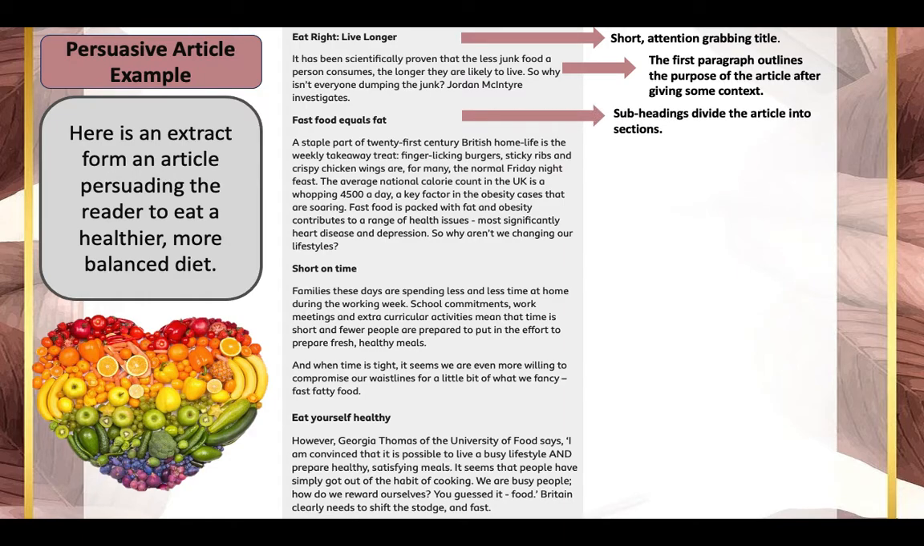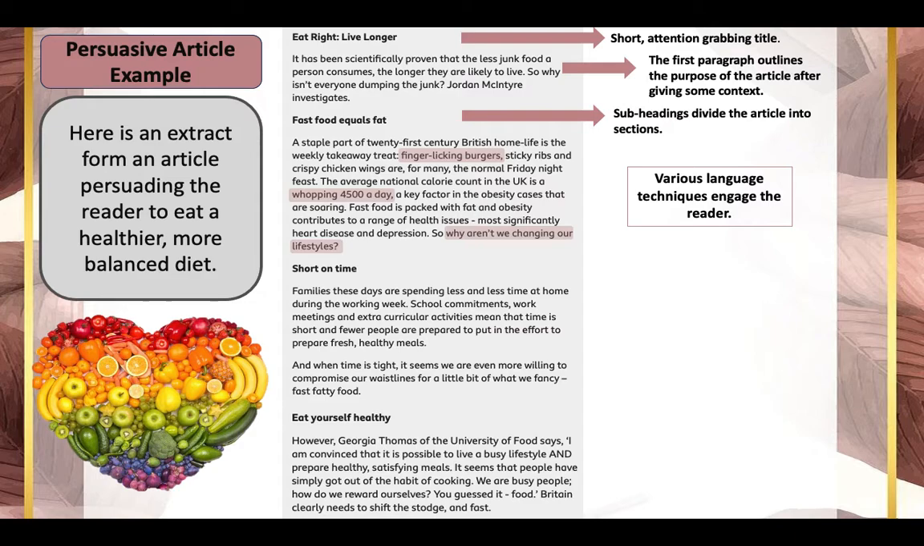As you can see then, we've got further subheadings that divide the article into clear sections: Fast food equals fat, short on time, and then eat yourself healthy. So very, very short, clear subheadings. If we look at the language used then, there are lots of language techniques used here to engage the reader. It's quite a lively and informal tone throughout. So even though it's a relatively serious topic, health, they've used an informal tone to engage the reader and to make this sometimes touchy subject a lot more accessible.